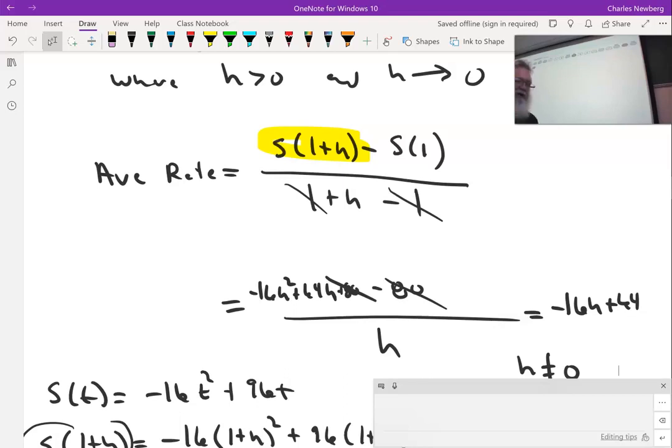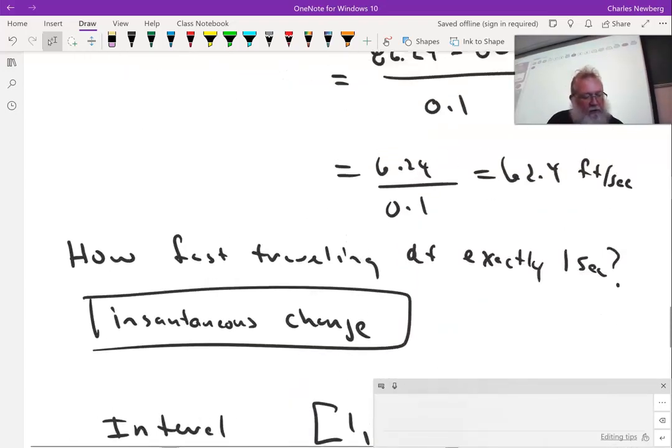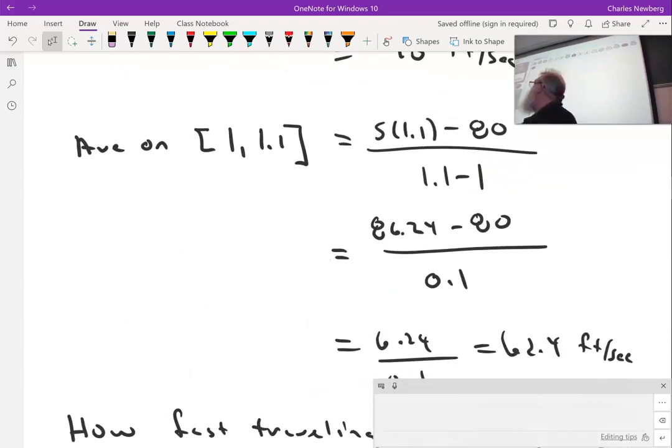Let me get back to our answer here. We know from 1 to 1.1, the answer was what? 62.4. So let's come to our calculator now. Type in 1.1 and see, does it match up with our work? And we cross our fingers, because if it doesn't, then I've screwed something up. 1.1. Hit enter. I definitely screwed up. I came up with 46.4.